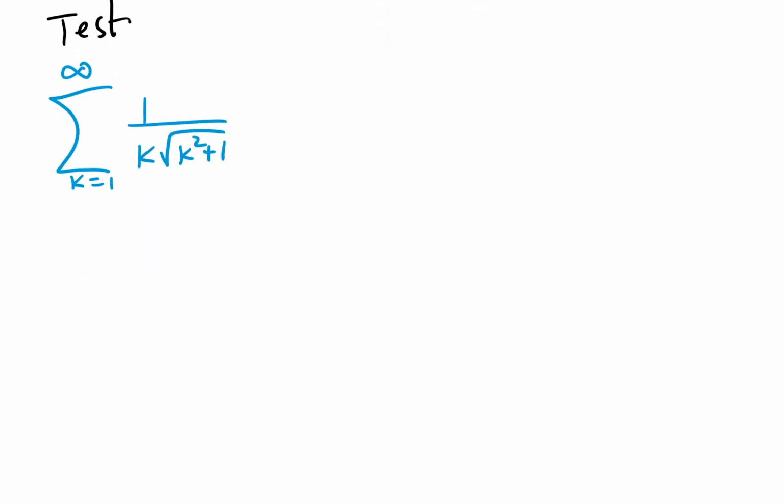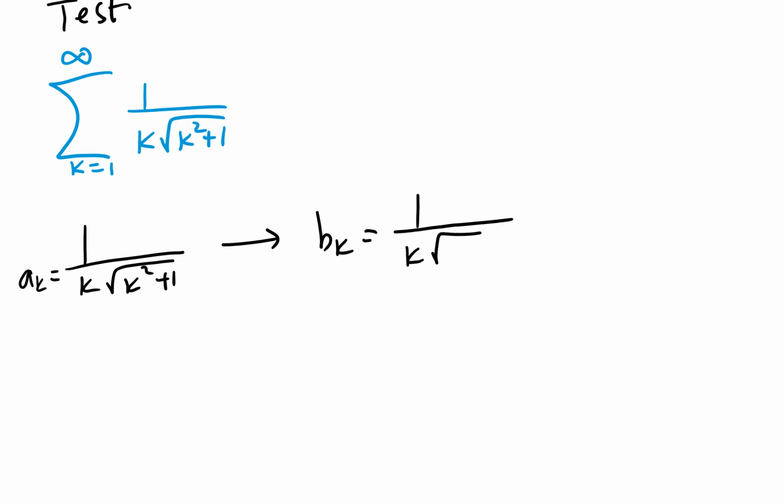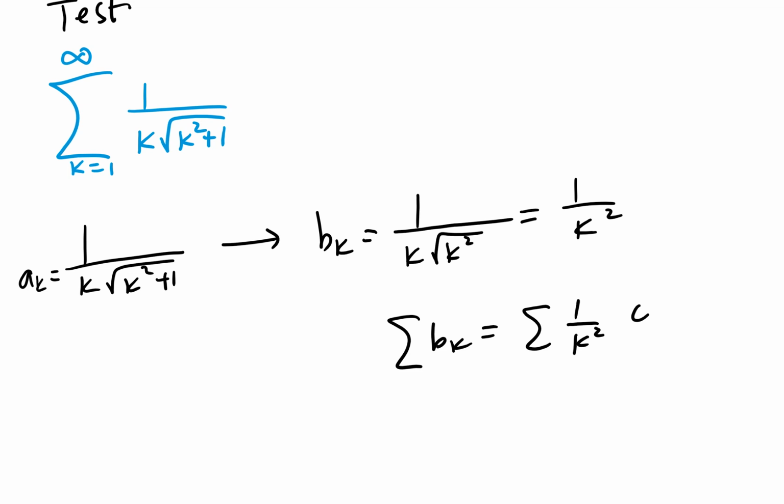Okay, so when we look at something like this, students try it, and they find the comparison test works. So what that means, this is a_k, which is k times the square root of k squared plus 1. If you want to find b_k, you drop the small terms like the plus 1, which turns out to be k times k squared, right? So the b_k series converges by the p-test.